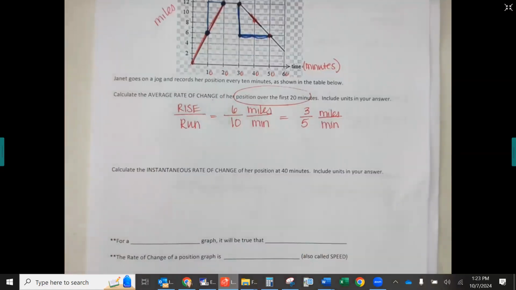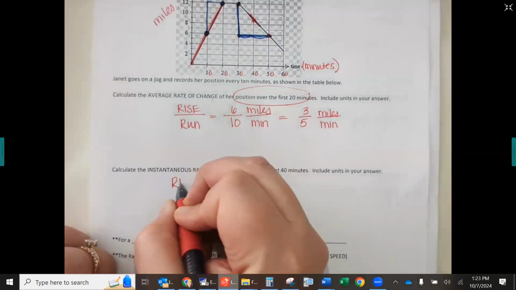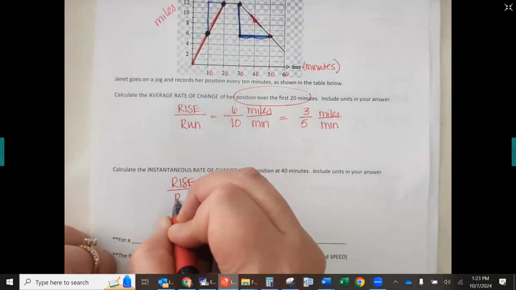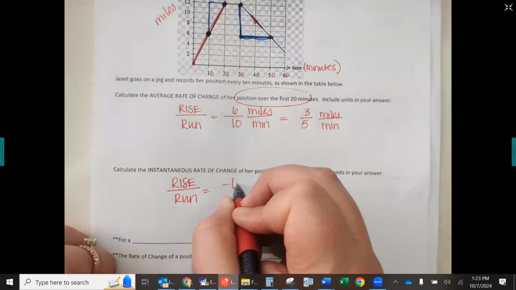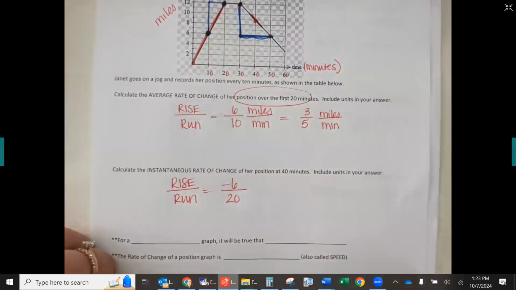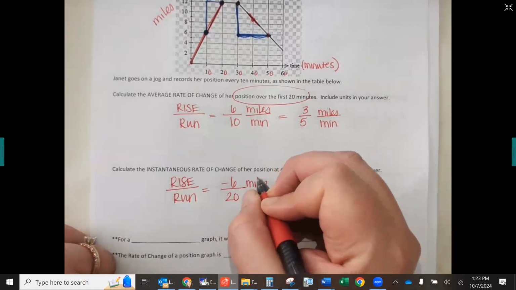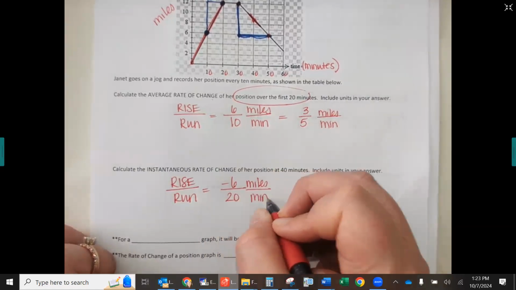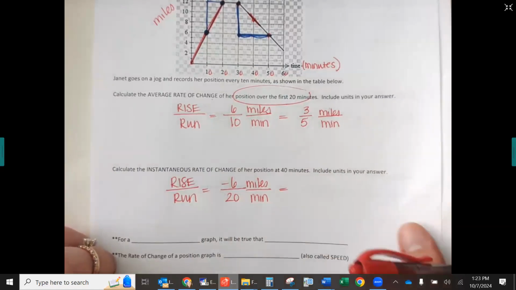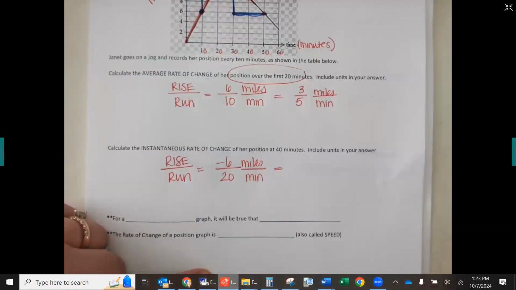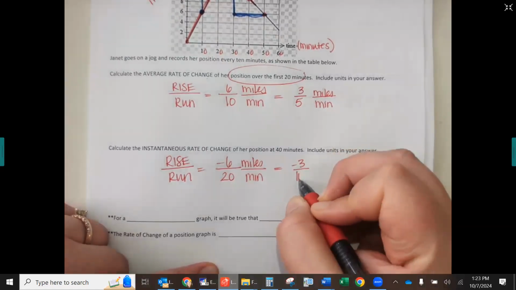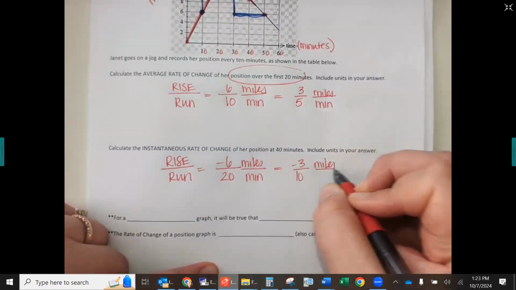So my rise over run would be down 6 and over 20. Remember, we're counting miles on the y-axis, per minute on the x-axis. Will that reduce? Okay, what would that be? 3 over 10. Okay, miles per minute.